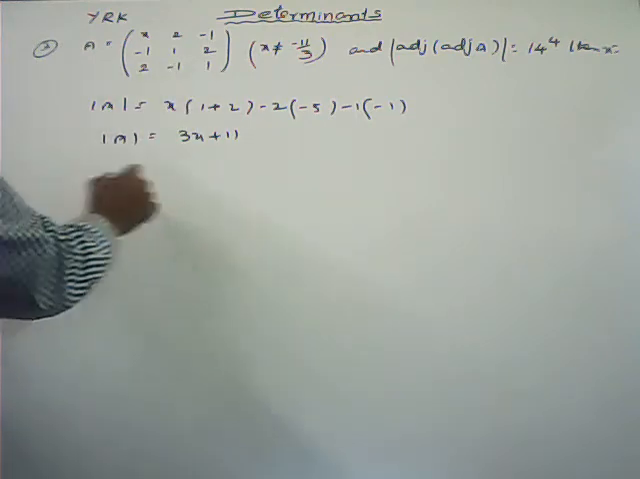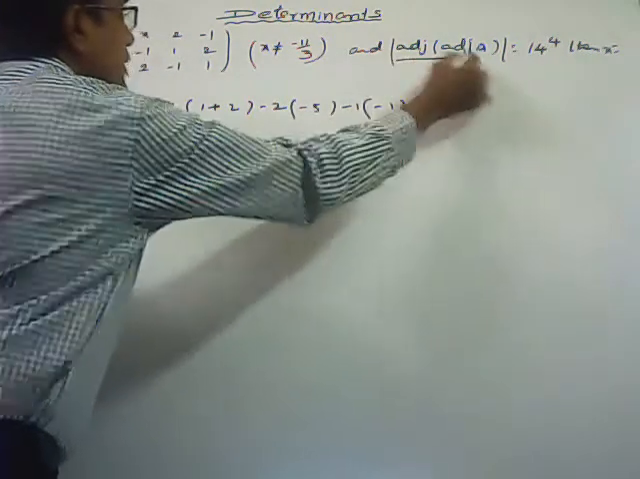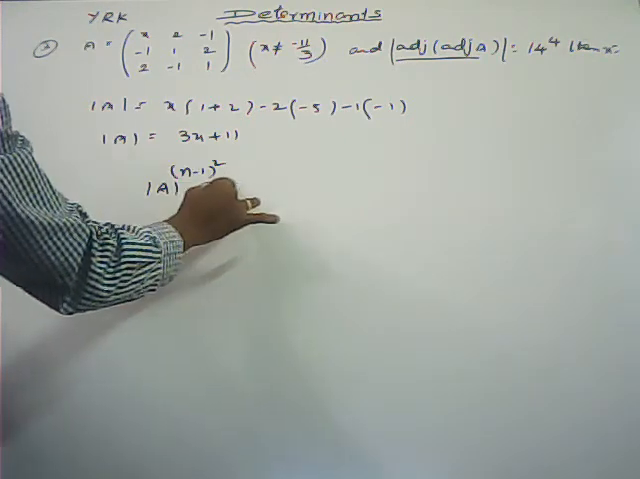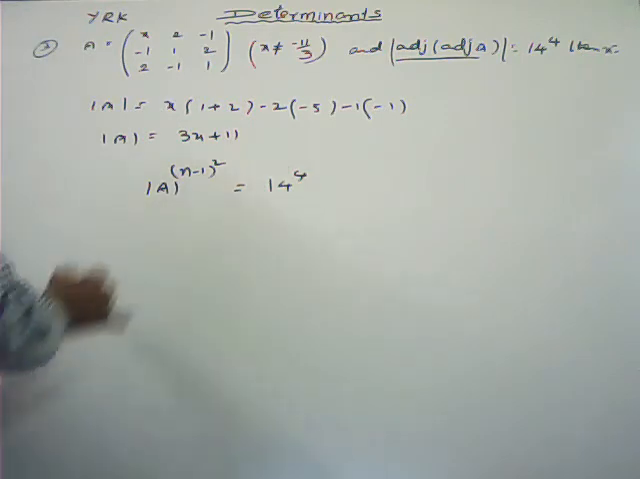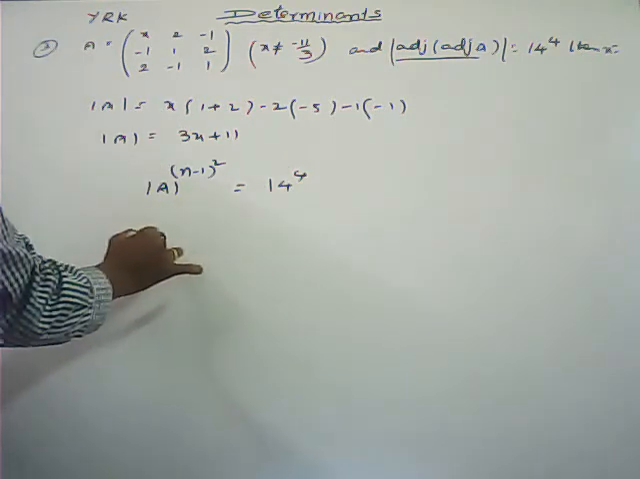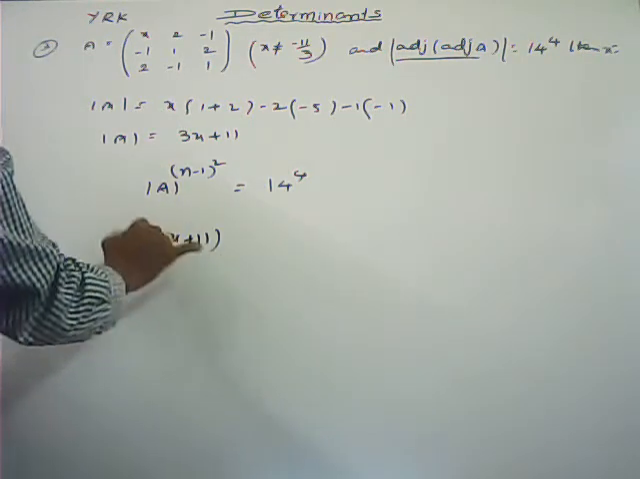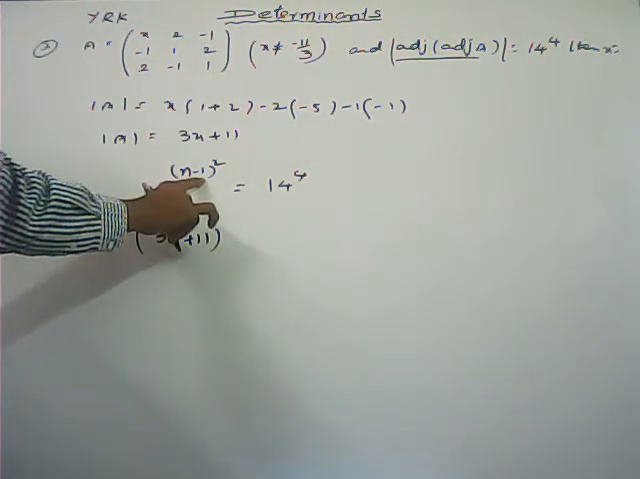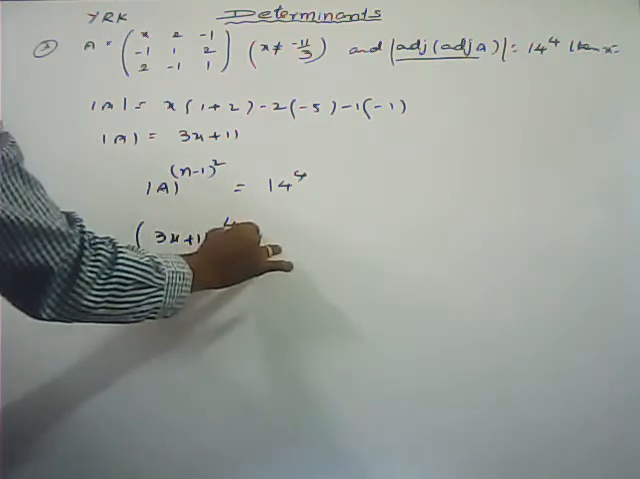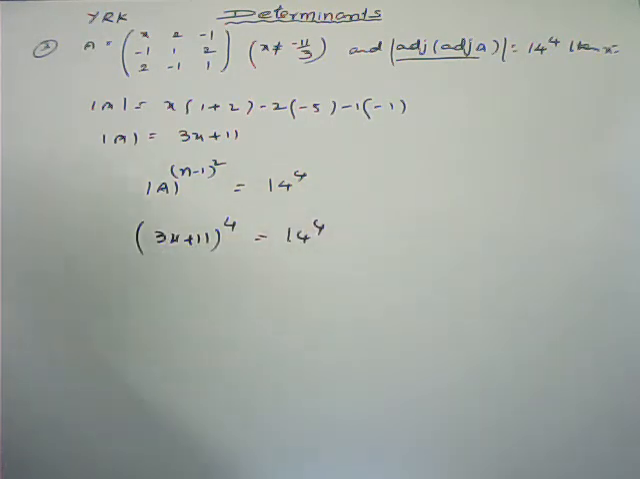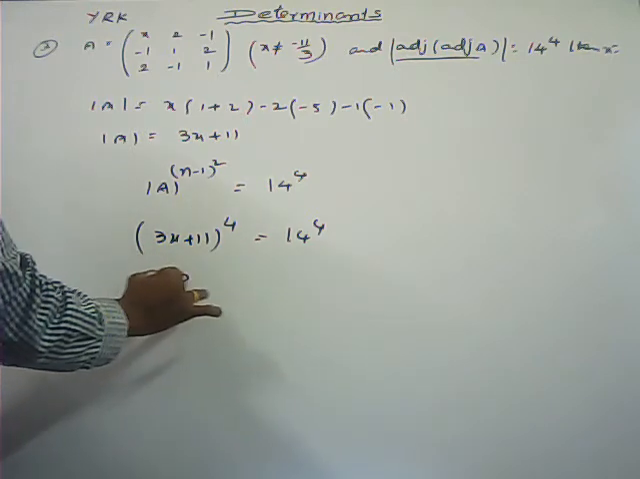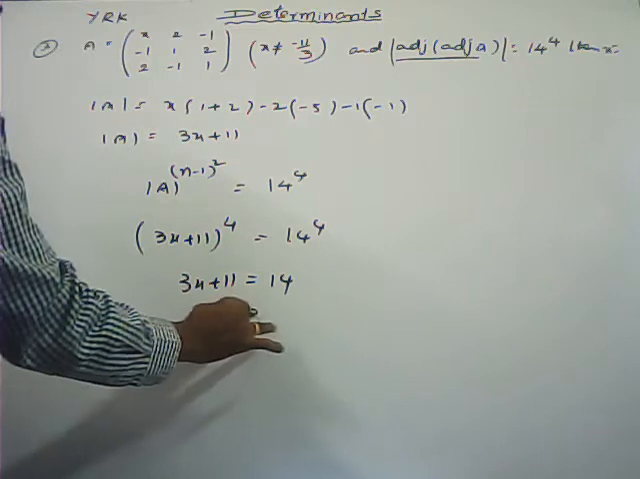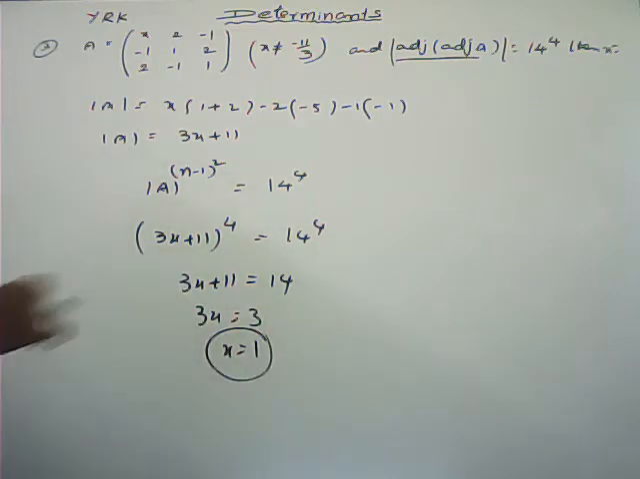Now det of adjoint A, that is equal to det A whole power n minus 1, whole square, that is equal to 14 power 4. Det A value, how much we got here? 3x plus 11 whole power. What is the order of the square matrix? 3. 3 minus 1, 2. 2 square, that is 4. That is equal to 14 power 4. Here both the powers are equal, so here we can equate the bases. 3x plus 11, that is equal to 14. 3x, that is equal to 3. X equals to 1.